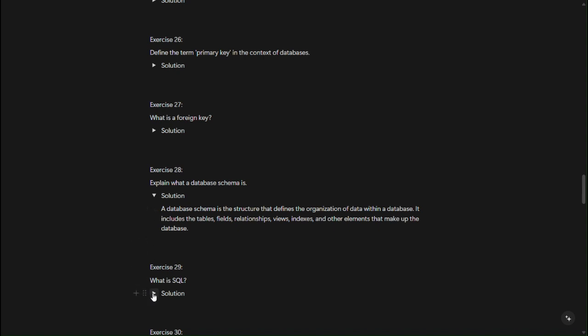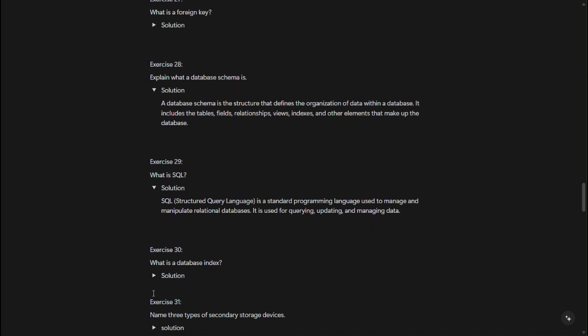Now, what is SQL? SQL, or Structured Query Language, is a standard programming language used to manage and manipulate relational databases. It is used to query, update, and manage data. This is the importance of SQL, and SQL is the most important language in the database.